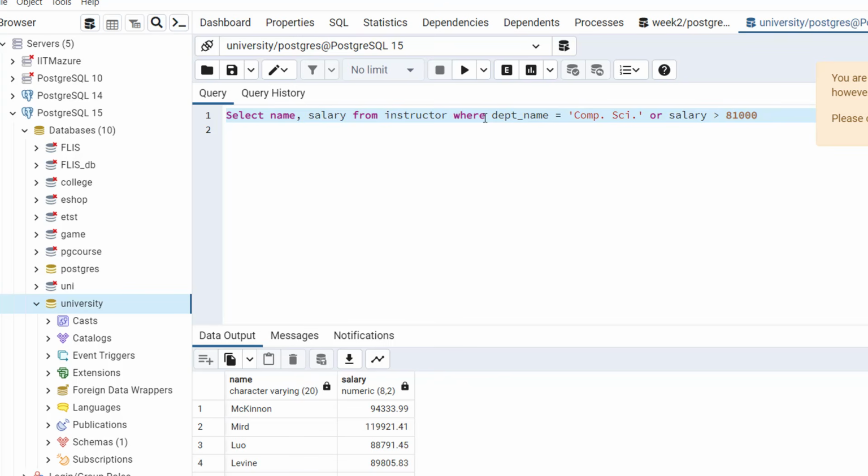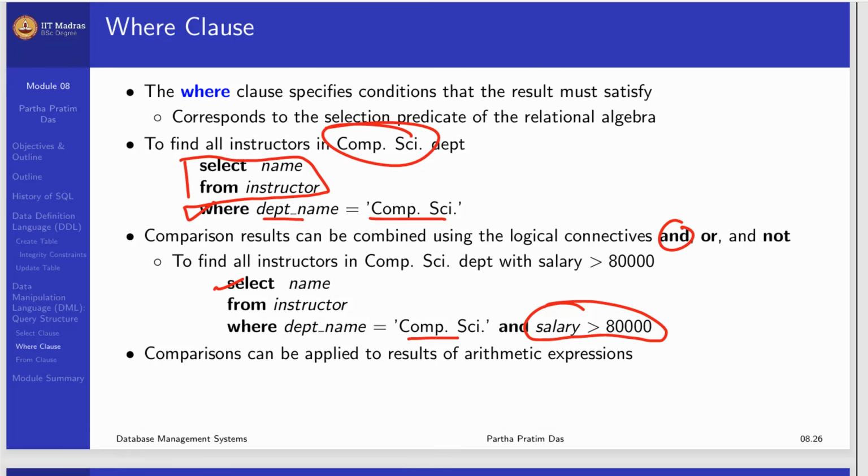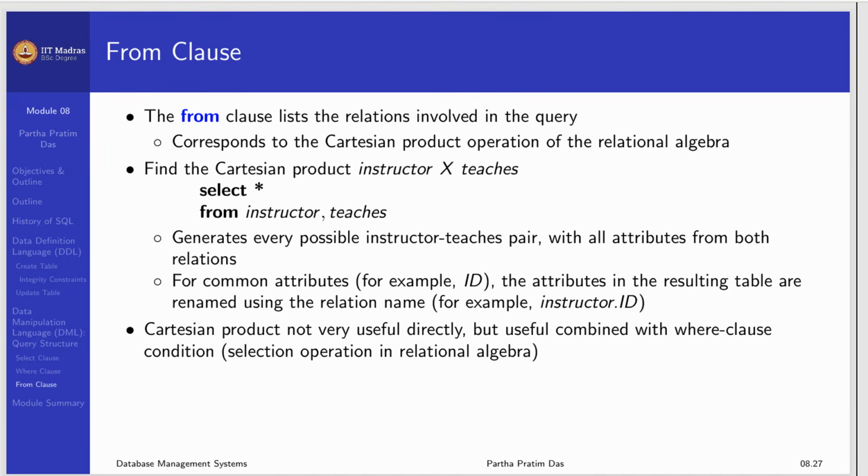I hope you understand this particular concept. Now we have discussed the where clause, and now here we have the from clause. Here you can see select star from instructors comma teachers. As of now we are only dealing with one table, that is instructor, or any one table, say for example department: select star from instructor. But here we can say comma teachers.